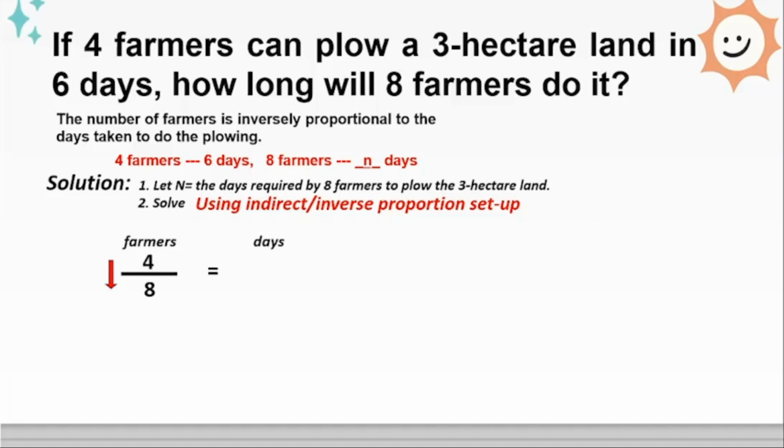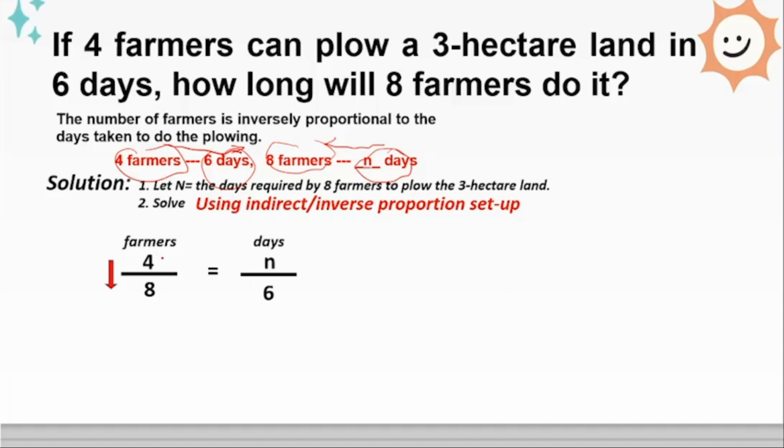So, here are the 4 farmers. We took them from left to right: 4 farmers to 8 farmers. So, we're going to the right. Now for the days, let's take this first: 8 days to 6 days. That means we're going to the left. Okay. So, this time, we can do the cross multiple or cross product.